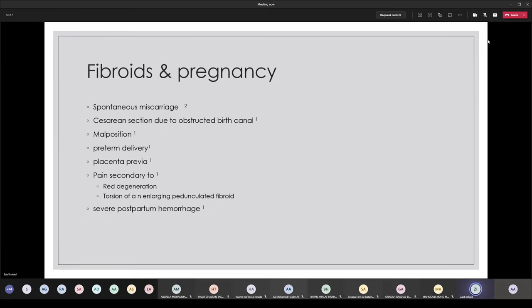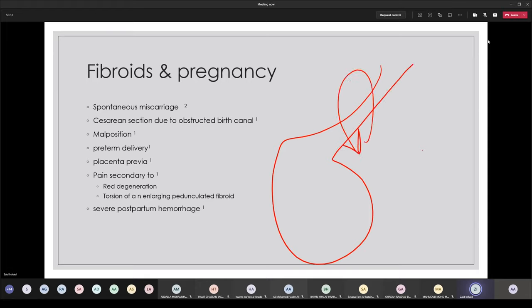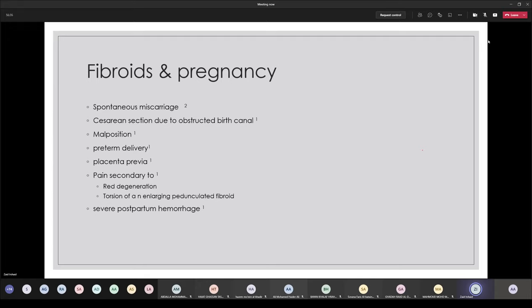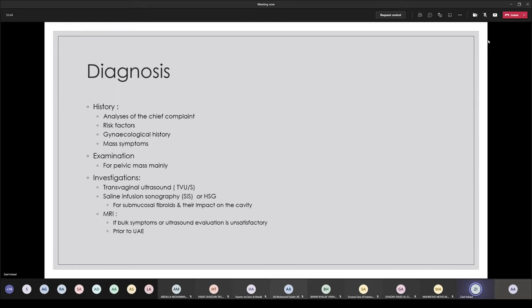They can also present uniquely in pregnancy with pain, either due to red degeneration, or if you have a pedunculated fibroid and it enlarges, it can tort or twist along its peduncle. So if you have a large pedunculated fibroid, it might twist and cut its blood supply, and it will also present with pain. They also present with severe postpartum hemorrhage and preterm delivery due to the mass effect of the fibroid itself.